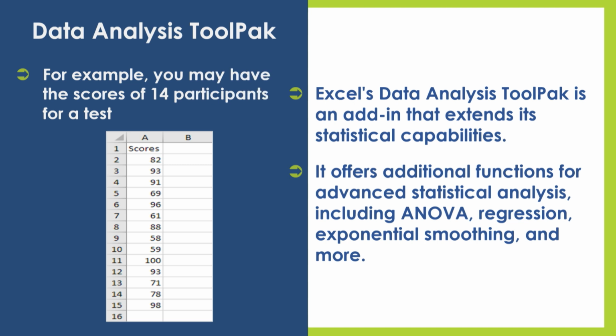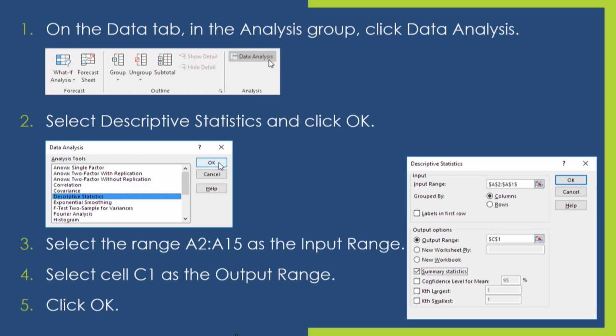Here, as an example, you may have the scores of 14 participants for a test. They will be entered in the Excel sheet. The scores are entered in column A, which has 14 observations. The first row indicates the variable name, which is called Scores. In the first step, on the Data tab in the Analysis group, click Data Analysis. If you click the Data Analysis button, then select Descriptive Statistics and click OK.